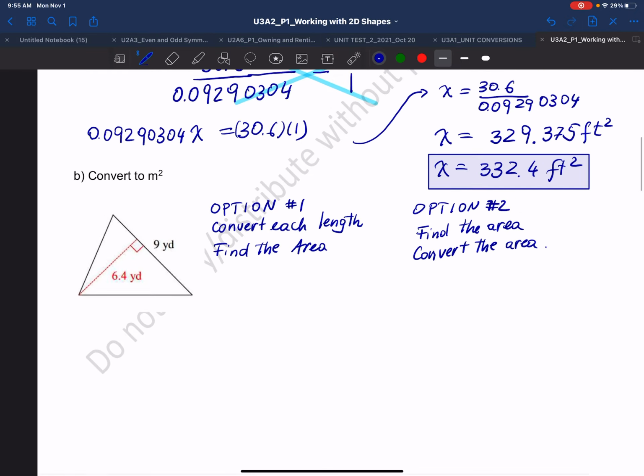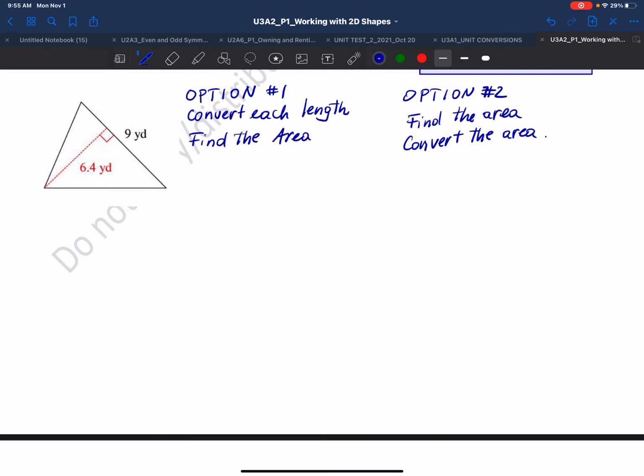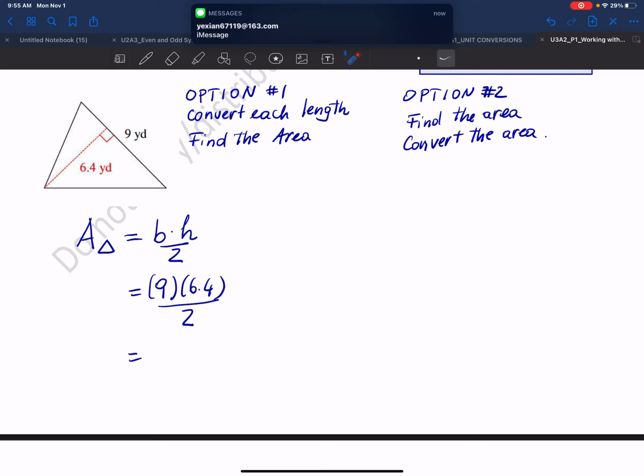That's the same option that we used in the previous question. So the area of a triangle equals base times height divided by 2. So the base in this case is 9. The height is 6.4. 9 times 6.4 over 2. I like the second option only because it allows me to make only one conversion, whereas in here I have to convert every measurement. So when it comes to more composite shapes, if we have more conversions, then it will be even more complicated that way.